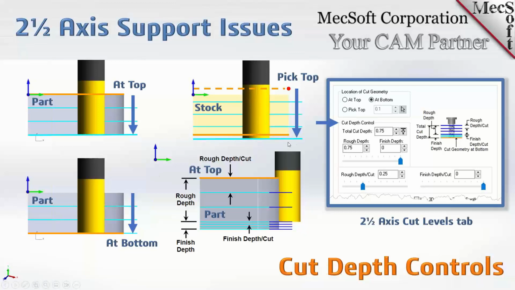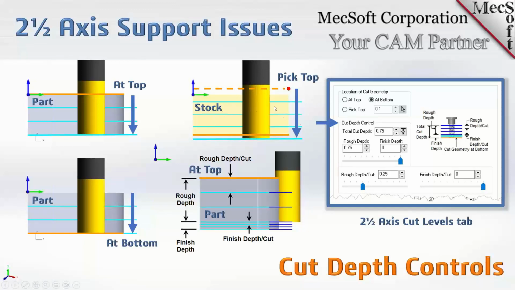If, for any reason, you don't want the top of the cut to be at the top or the bottom of the geometry that you have selected, you can use the pick top to tell it where to start, and then use your cut depths to tell it how deep to cut. So this is very helpful in certain situations.